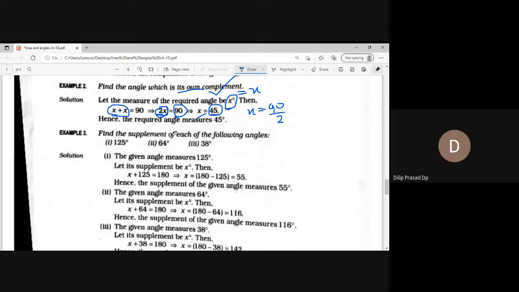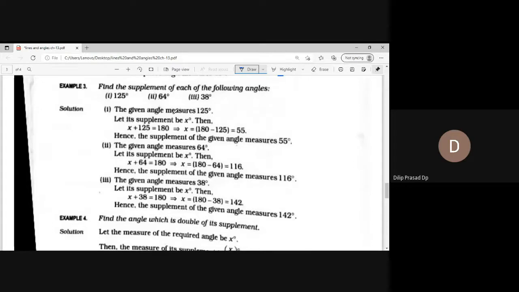Then the next one, example 3: find the supplement of each of the following. You have known how to find the supplement. Supplement means we have to subtract from 180 degree. And if you do it by process, you have to write, let the supplement be x degree. Then we add that x with the given angle, equating to 180 degree.